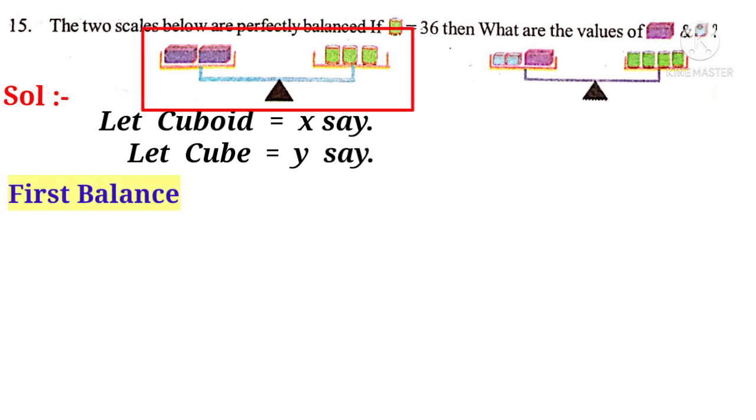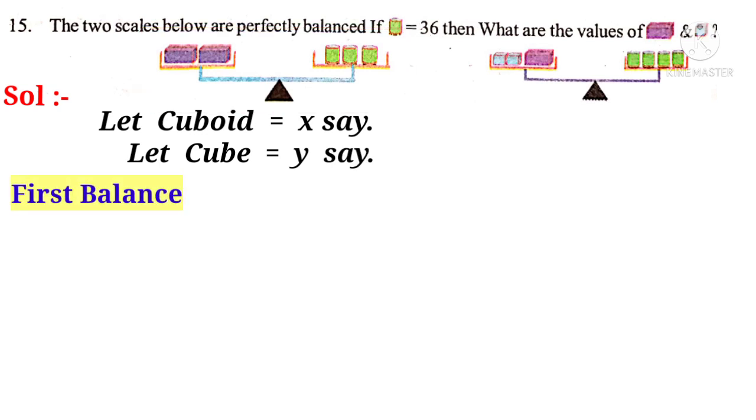Now in the first balance, on the left hand side, observe that there are two cuboids. So 2 into x, so 2x. Observe the word balanced. So write equal to symbol. And on the right hand side, there are 3 cylinders. So write 3 into, and one cylinder is 36. So write 36. So 2x is equal to 3 into 36 is the equation.